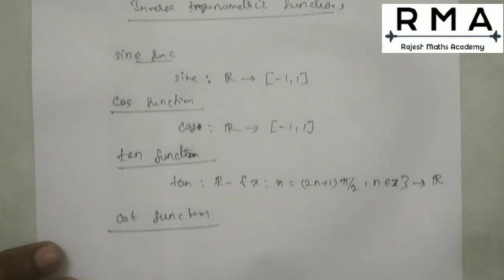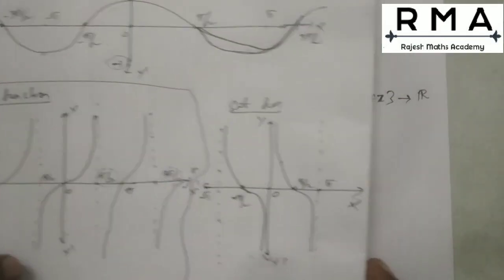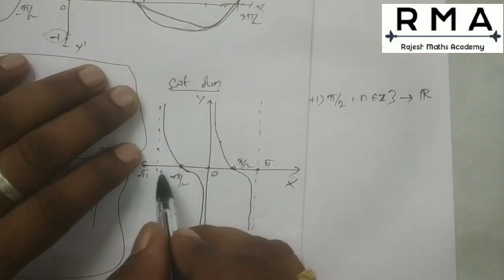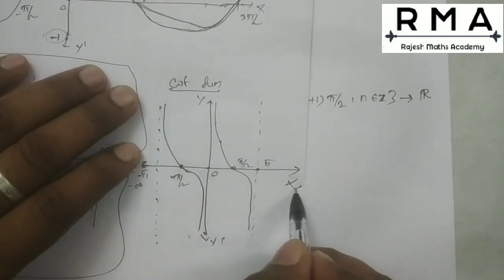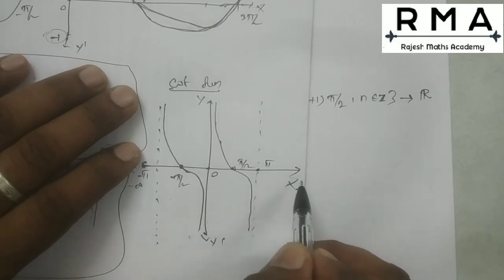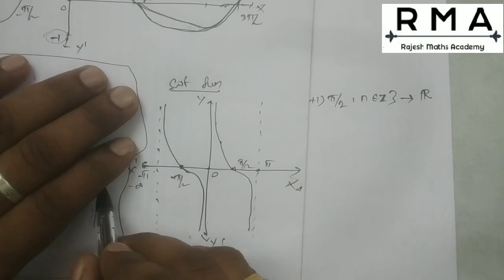So the cot function, see the graph of the cot function. This is the graph of the cot function. The cot function is defined from minus infinity to plus infinity except at the points pi, 2 pi, 3 pi. Similarly on the left side, also minus pi, minus 2 pi, minus 3 pi, like that.